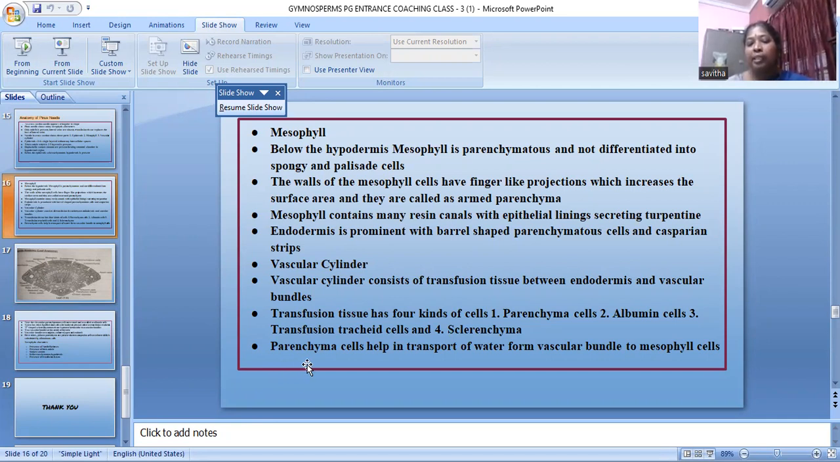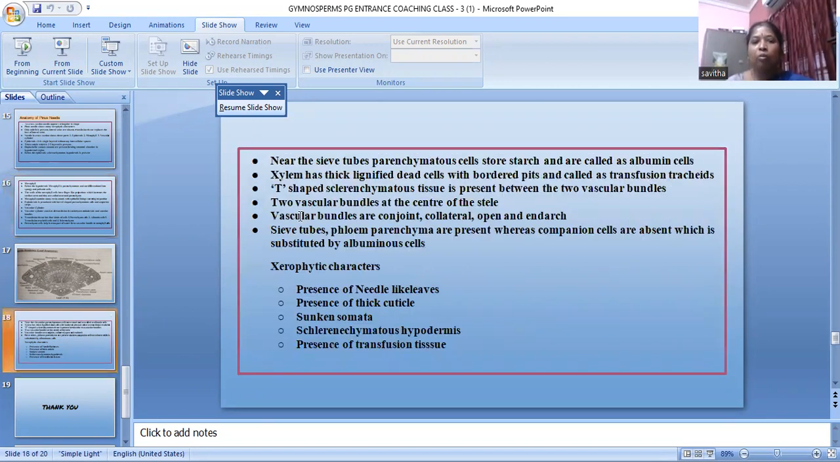The parenchymatous cells help in the transport of water from vascular bundles to mesophyll. Near the sieve tubes, parenchymatous cells store starch and are called albuminous cells. Whatever parenchyma is associated with the transfusion tissue carries on the function of storing starch, and they are also called albuminous cells.